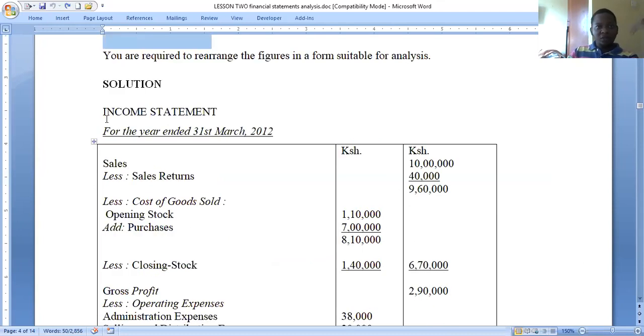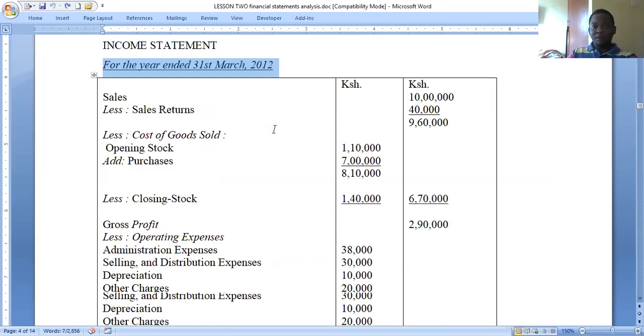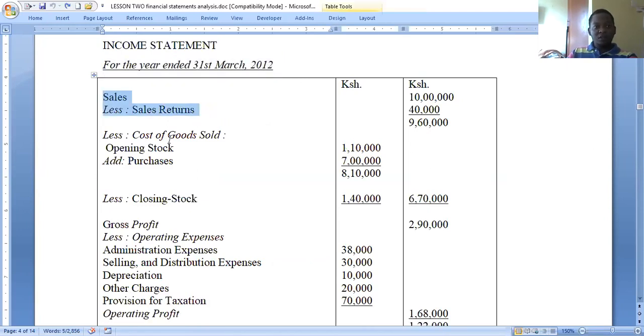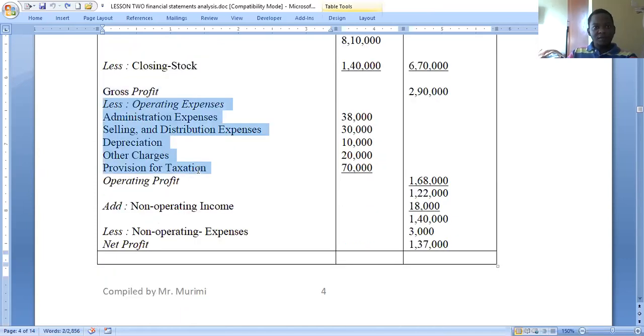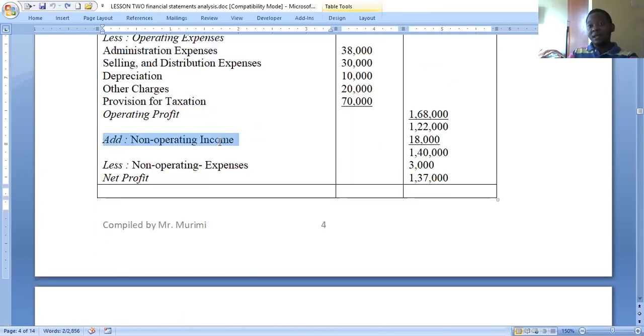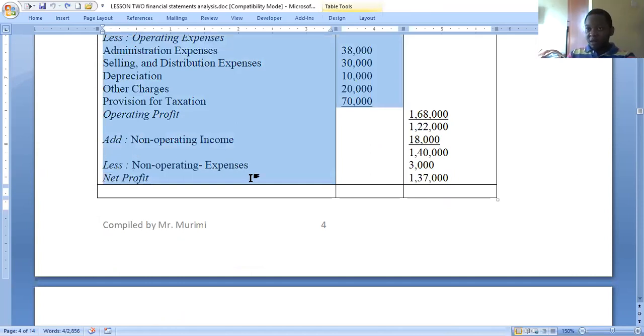It must have a title, but this one is wrongly done. In the heading there must be the name of the business, then the type of income statement prepared, and the period for which that income statement has been prepared. Then we have the revenues, the cost of goods sold, the gross profit, the operating expenses and incomes, which will give us a net operating profit. Then we add non-operating income less non-operating expenses, and then we get the net profit, assuming there are no extraordinary gains or losses.